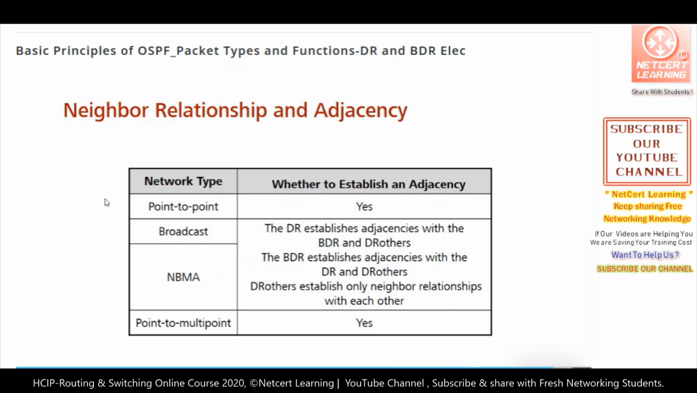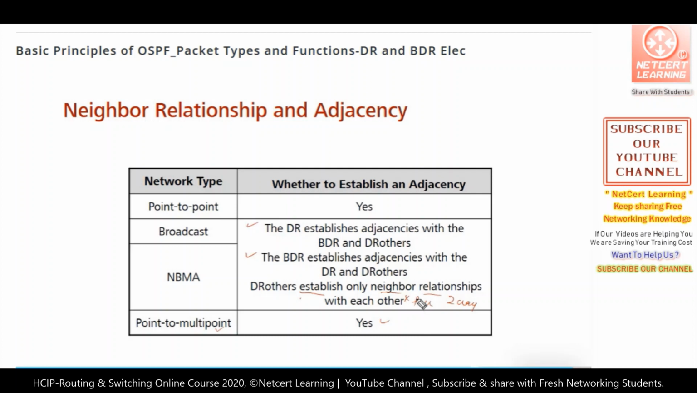In OSPF as implemented by Huawei, we have 4 network types. The first one is point-to-point. They will form adjacency. We do not have DR BDR because it's just point-to-point. If we have broadcast or non-broadcast multi-access, then we will have a DR that establishes adjacency with the BDR and DR others. The BDR establishes adjacency with the DR and DR others as well, but the DR others establish only a neighbor relationship with each other. Please remember, even though it is called a neighbor relationship, this is not a full relationship. It is just a two-way relationship. Whereas the DR to BDR will establish a full relationship, and the BDR to the DR others also becomes a full relationship. And finally, on the point-to-multipoint network type, we do have a full adjacency.